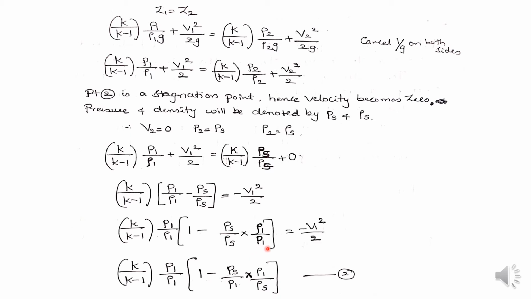So again I will write the same equation here. K divided by K minus 1, P1 divided by rho 1, into the bracket 1 minus PS divided by P1, into rho 1 divided by rho s, is equal to minus V1 square divided by 2. Let me call this equation 1. The same equation in this form: PS divided by P1 into rho 1 divided by rho s is equal to minus V1 square divided by 2. Let me call this equation 2.